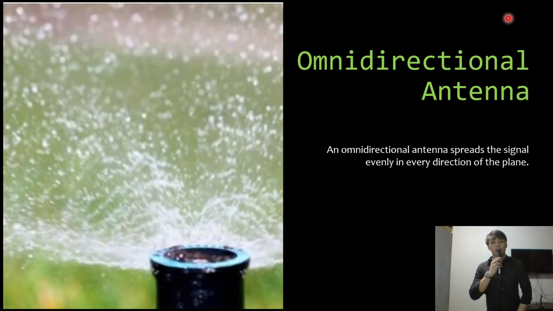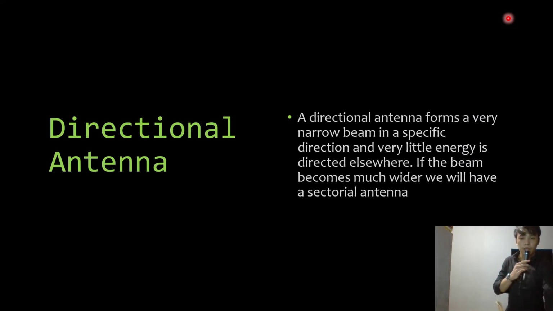So, omnidirectional antennas. An omnidirectional antenna spreads the signal evenly in every direction of the plane. A directional antenna forms a very narrow beam in a specific direction, and very little energy is directed elsewhere. If the beam becomes much wider, we will have a sectorial antenna.